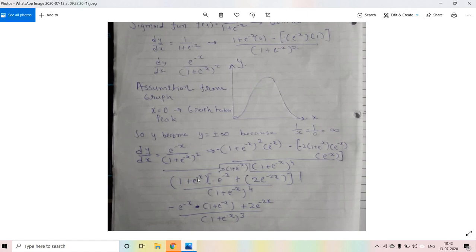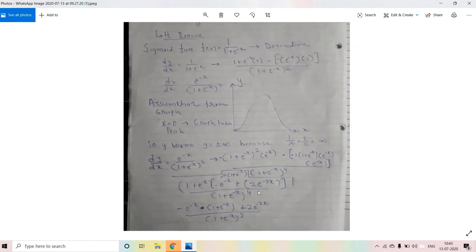Okay, so I have taken common 1 plus e raised to minus x, because here is the square. So one is remaining, so I forgot to put it over here, so you can just multiply it with e raised to minus x. And because from here we have to take common 1 plus e raised to minus x, what it becomes is e raised to minus x times e raised to minus x, so it becomes e raised to minus 2x, and the 2 is over here, and minus minus is plus. So we have reduced it from degree 4 to degree 3, somewhat like over here.